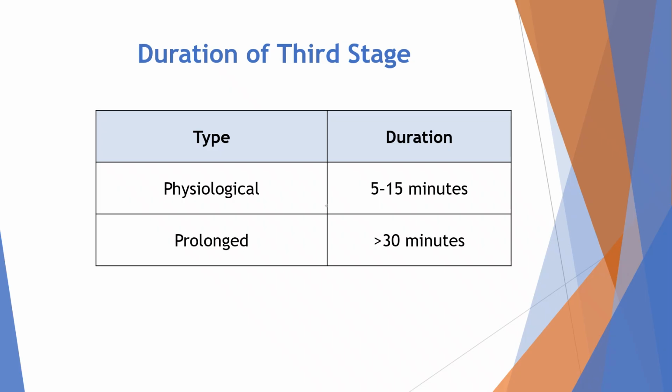If the third stage lasts more than 30 minutes, it is called a prolonged third stage of labor. A prolonged third stage is abnormal and increases the risk of complications, especially postpartum hemorrhage. That is why healthcare providers closely monitor the mother during this period and take timely action if the placenta is not delivered within the expected duration.